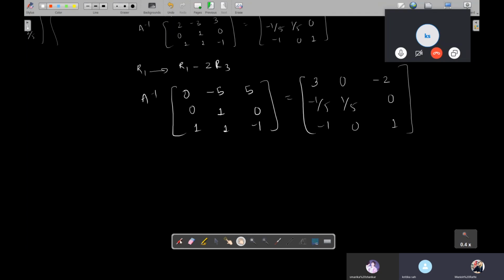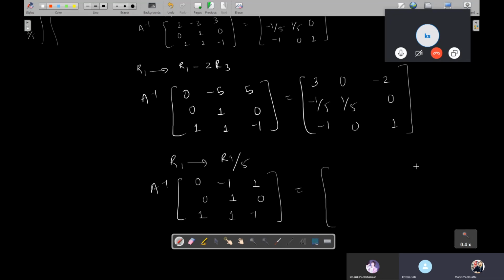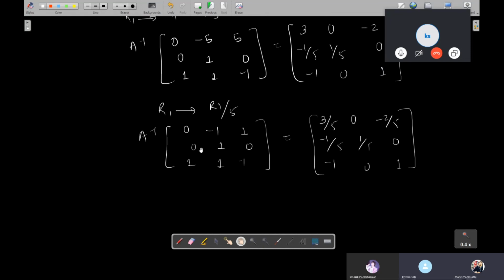Are you following? Now R1 needs to be divided by 5 in order to make it as 1. So what will I be left with? A inverse times 0 minus 1, 1, 0, 1, 0, 1, 1, minus 1. So again the same you need to apply over here also. 3 by 5, 0, minus 2 by 5, the rest of the elements will be as it is. So I will be just writing it as it is. So if you see here, 0, 1, 0.